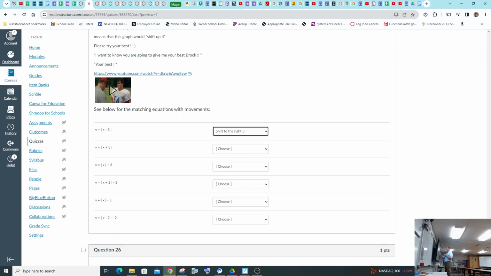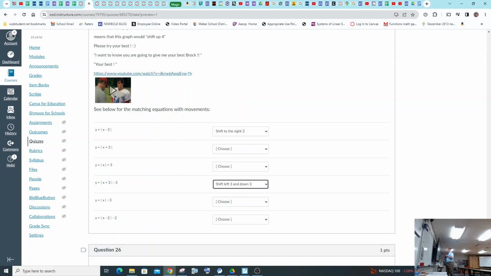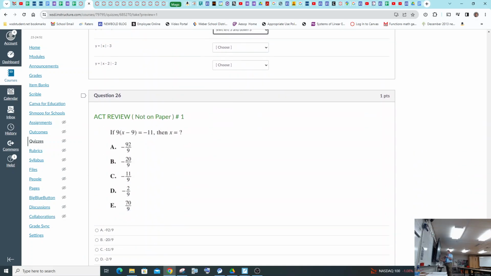Down here, what would that one be? Do you have a guess? Give it a try. So x plus 3 in the absolute value, and then minus 3. Remember it's opposite of what you think, so left 3, down 3. Can you even find left 3, down 3? There it is at the top. That's basically describing the transformation of shifting.